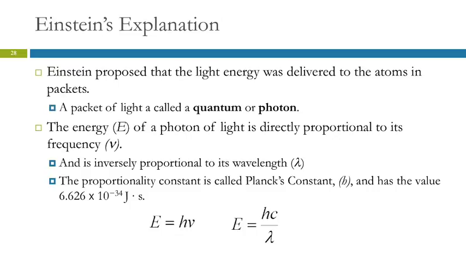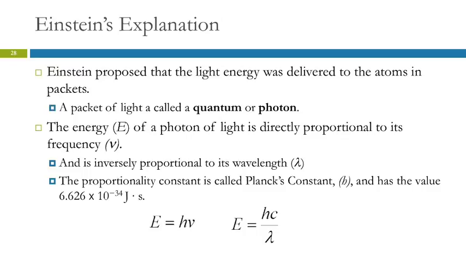Well, Einstein to the rescue. He proposed that light energy was delivered to the atoms in packets. Essentially, he's saying light is a particle. That light particle or packet is called a quantum or a photon. A photon is a particle of light. The energy of that photon is directly proportional to its frequency. High frequency, high energy. And that's the same thing we saw with waves of light, right? The energy is inversely proportional to the wavelength.